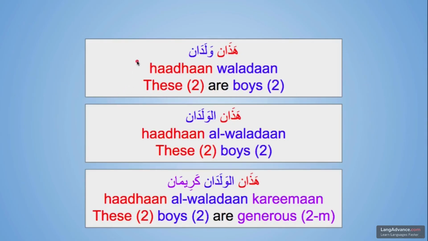And when we're talking about duals, we can say هذان ولدان, these two are two boys. Or هذان الولدان, as we remember from a few slides ago, and الولدان here is definite, so it becomes these boys, these two boys. And then you can use it in a sentence so that it will be something like هذان الولدان كريمان, these two boys are generous.